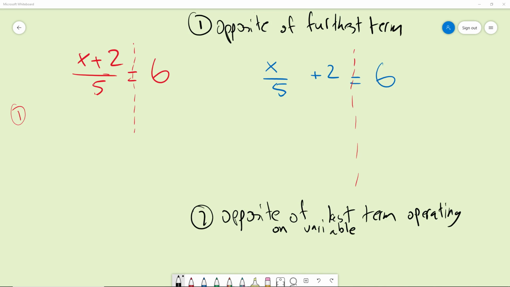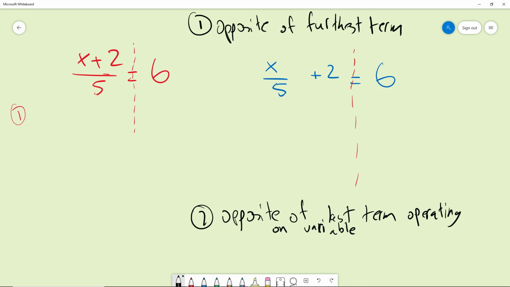Alright guys, well, I tried to write some stuff out first so that I wouldn't just waste time writing. So I'm looking at two similar examples here. We got x plus 2 divided by 5 is equal to 6. And here we've got x divided by 5 plus 2 is equal to 6. So it's a little similar looking, but also different.